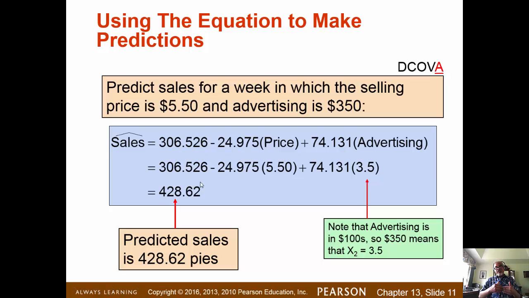Of course, it would be much better if you can get an interval estimate, but we will come to interval estimate later on. Right now, the point estimate for sales, if the price is set at $5.50 per unit, and if you spend $350 on advertising, is this estimate. Now let's look at an example in Excel.